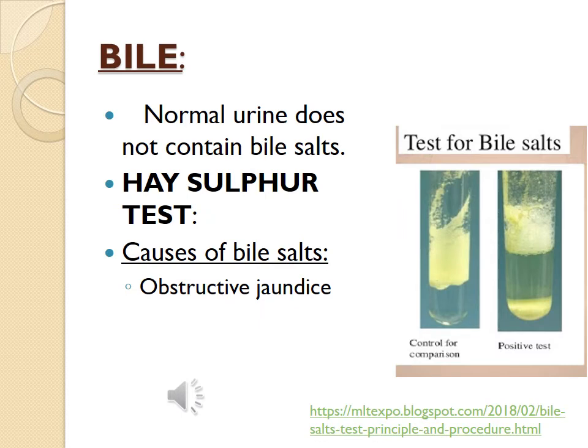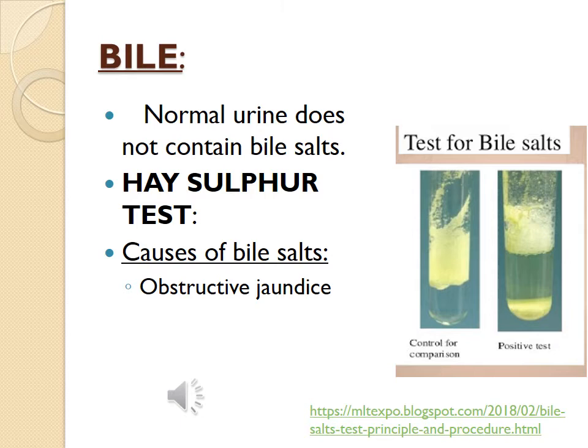The next test is for checking if the urine contains any bile salts. Normal urine does not contain bile salt. How do we check it? With Hayes sulfur test. Again, you do not need to know the procedure, but I can just explain it to you. You take urine and test tube and sprinkle some fine sulfur powder on top. If the sulfur powder dips down to the bottom of the test tube, this is positive test. It means the urine contains bile salt. If the sulfur is floating on top, this is negative. Urine does not contain bile salt.